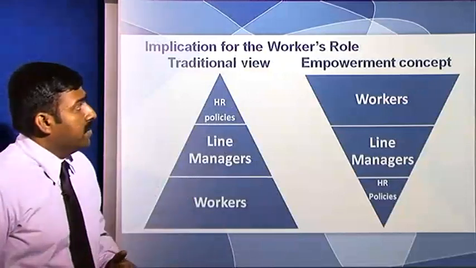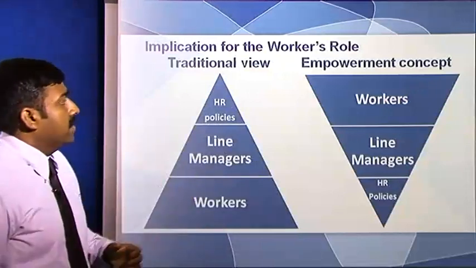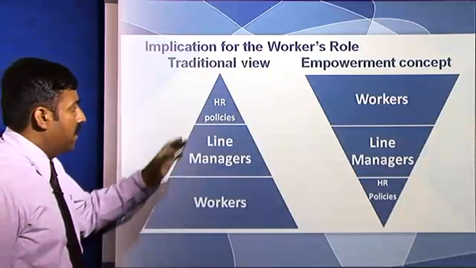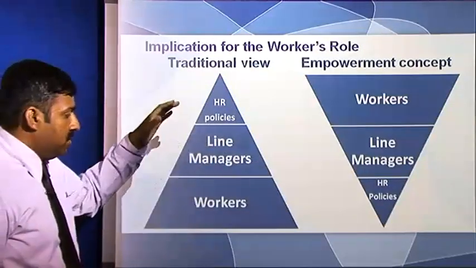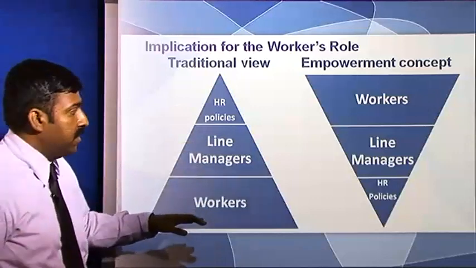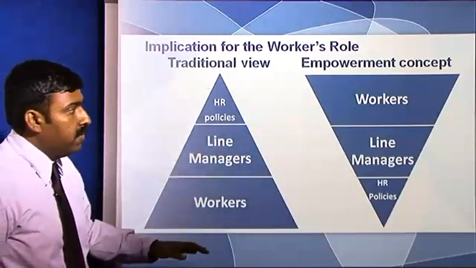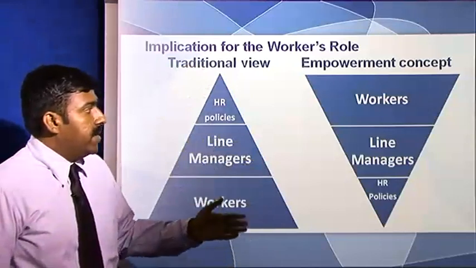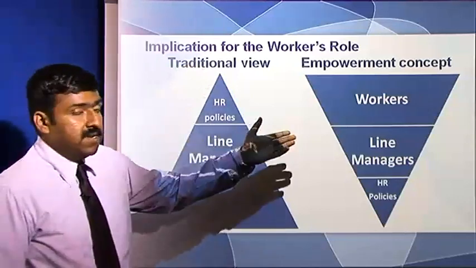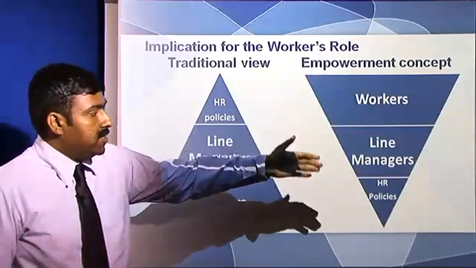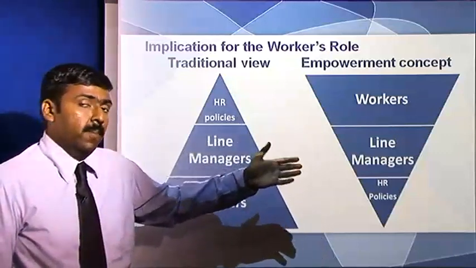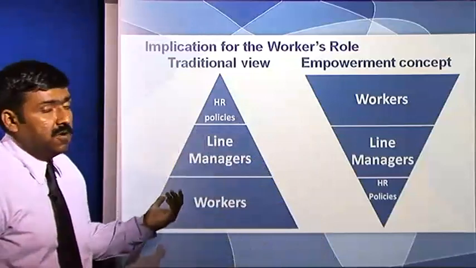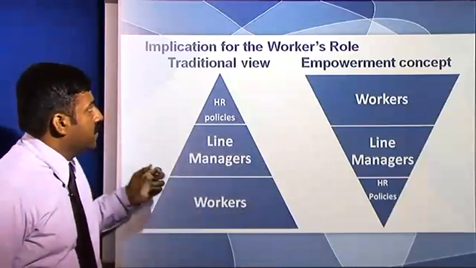Now let's take a look at the implication for the workers' role. The traditional view, we can see a pyramid wherein HR policies sit at the top, then it is transferred to the line managers and the workers are at the bottom of the pyramid. So it is shoved down from above. Look at the inverted pyramid wherein the empowerment concept, workers take the top and then the line managers and then the HR policies. So an empowered workforce gives you the best results. This is the traditional view versus the empowerment concept.